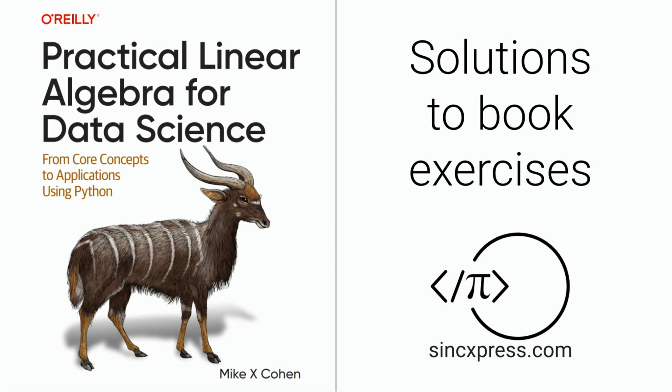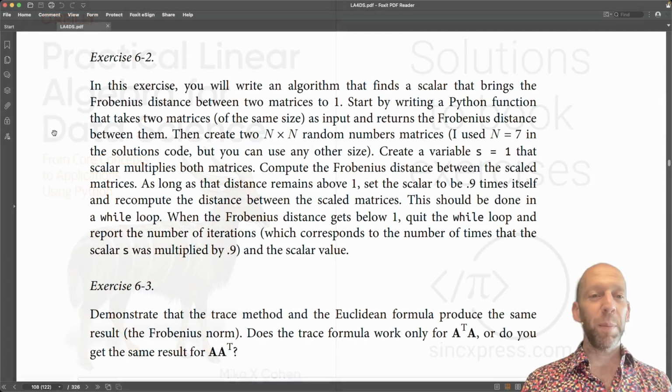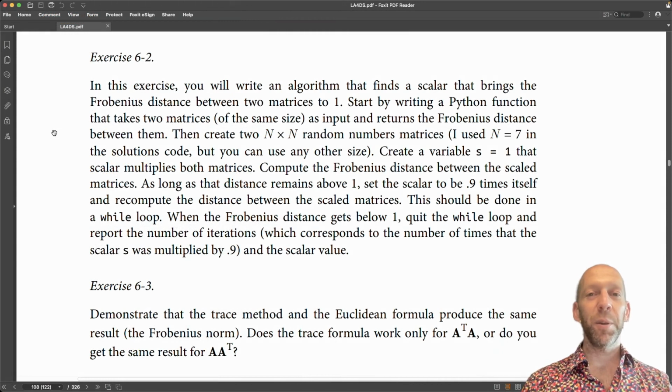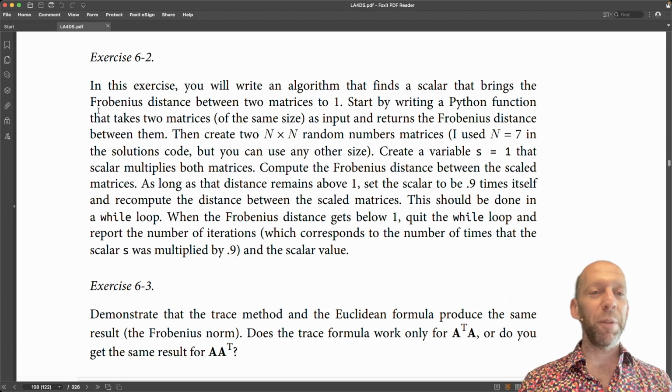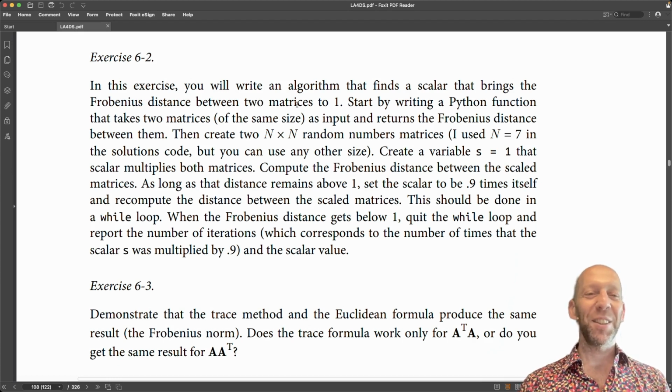Here we are in exercise 2 of chapter 6, and the goal here is to continue exploring the matrix norm, in particular the Frobenius norm, and write a very simple optimization algorithm. So, in particular, we are focusing on the Frobenius distance between two matrices. Sounds very fancy, but it's actually just the norm of the difference matrix.